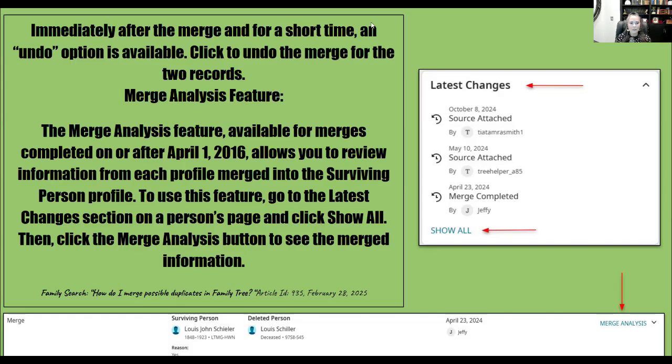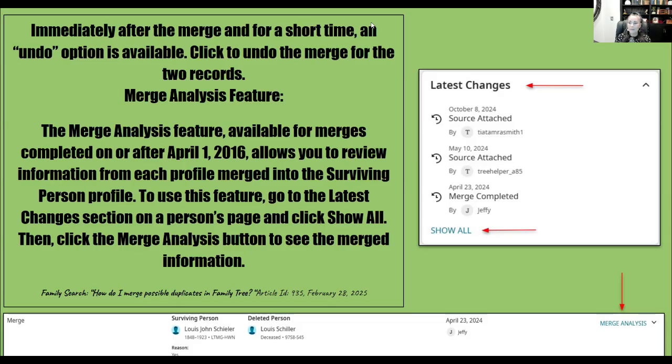Merge analysis feature. The merge analysis feature, available for merges completed on or after April 1st, 2016, allows you to review information from each profile merged into the surviving person profile. To use this feature, go to the latest changes section on a person's page and click Show All. Then click the Merge Analysis button to see the merged information. If you're like me, you'll have to use this way of undoing what you've done.